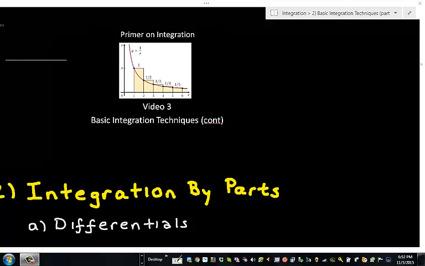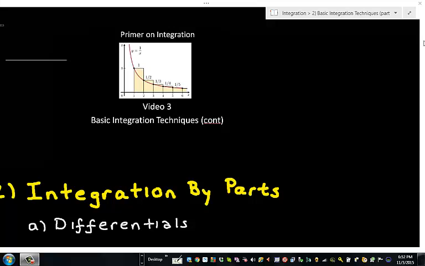So we've been studying techniques of integration, and in the last video we looked at a very general sort of integration technique called change of variables or U substitution. And in this video we're going to look at another very general technique called integration by parts.